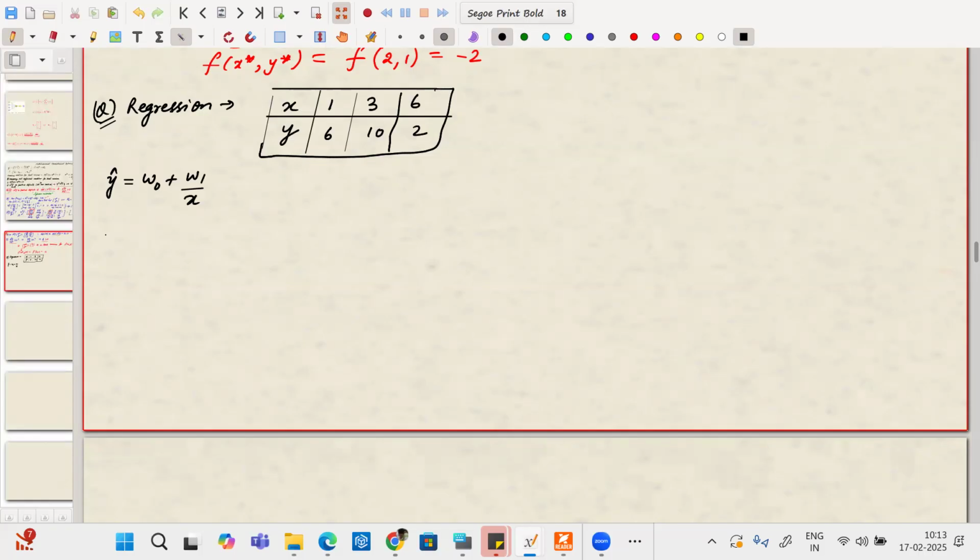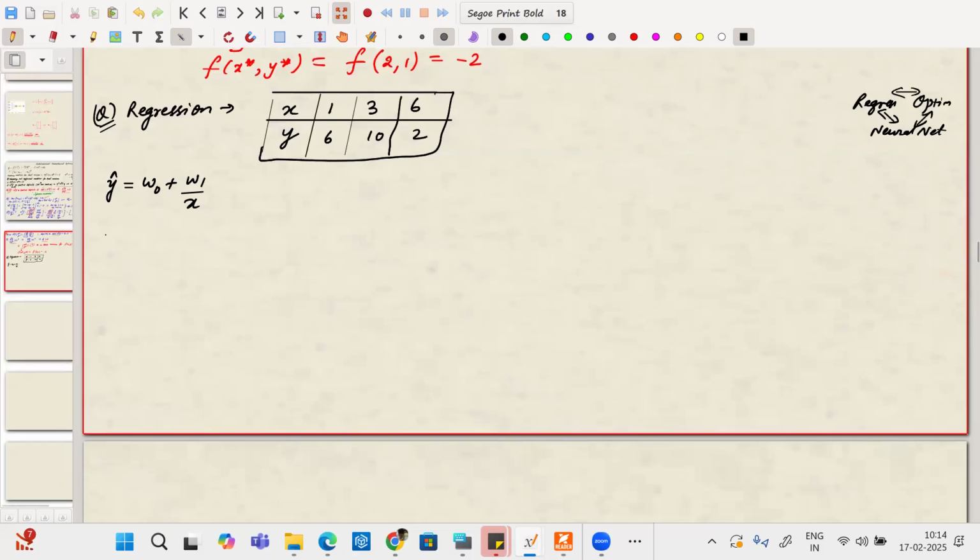You will see in this course, if you keep patience throughout the course, that regression, optimization, and neural networks are just interconnected. See, we are talking about regression, but suddenly why did we write w naught and w1 as weights? I could have written a plus b times x. There is some connection I'm trying to make between regression and neural networks.